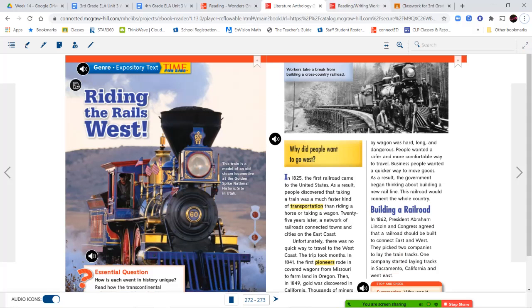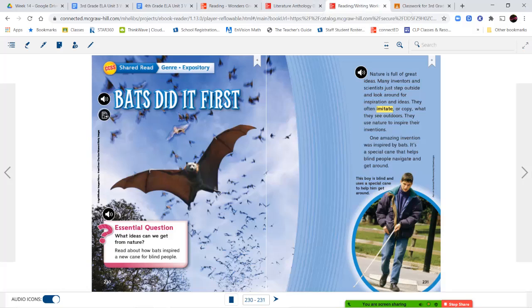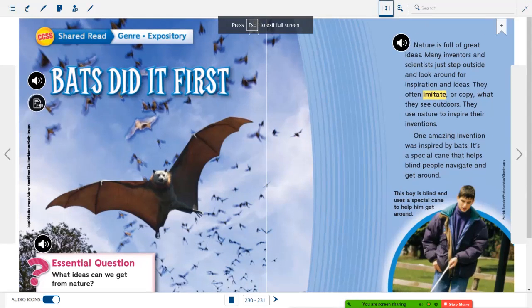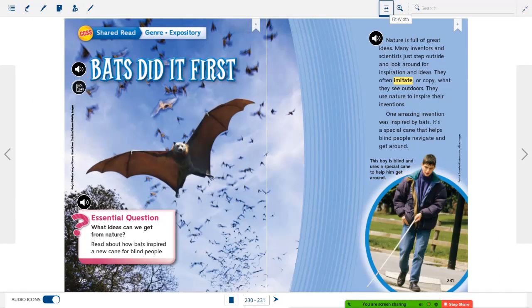All right, that takes us to the end of the stories in our literature anthology book. We're going to get started on the story in our reading and writing workshop book. And now this one is called Bats Did It First. Genre: expository. Bats did it first.